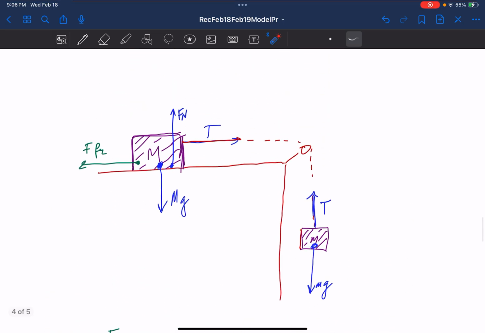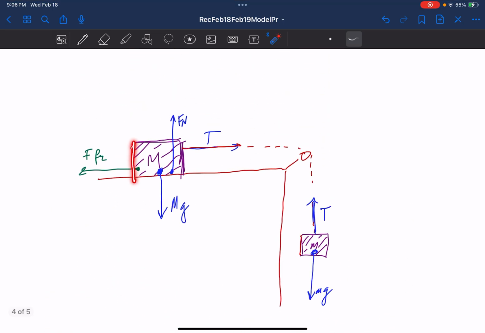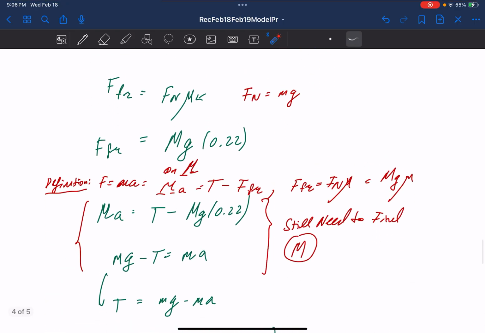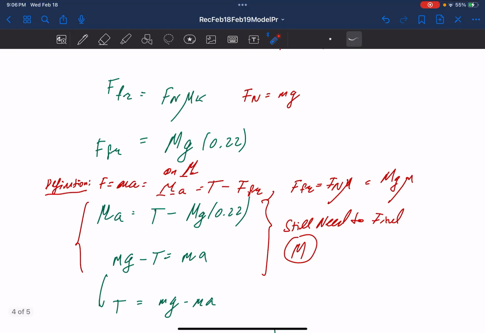Now, let's take a look at the new setup for object big M and try to analyze what kind of forces are causing it to go left and right. It looks like the net force on object big M is now going to be tension minus the force of friction. So force net is going to be equal to MA, which is going to be big MA for object big M, and that's going to equal tension minus force of friction.